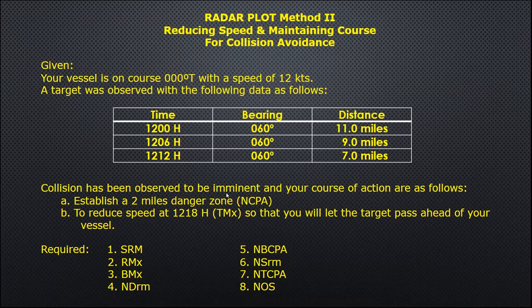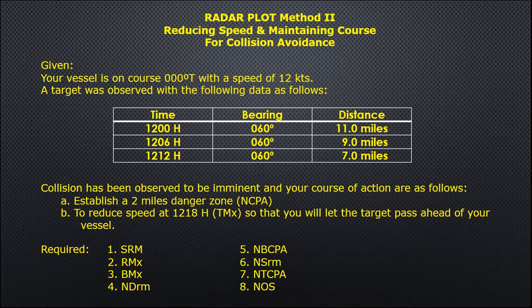Collision has been observed to be imminent and your courses of action are as follows. Letter A, establish a 2 miles danger zone or your new CPA. Letter B, reduce speed at 1800 hours, that is your TMX, so that you will let the target pass ahead of your vessel. For the required: number one, SRM. Number two, RMX. Number three, BMX. Number four, new DRM. Number five, new BCPA. Number six, new SRM. Number seven, new time of CPA. And number eight, new own speed.